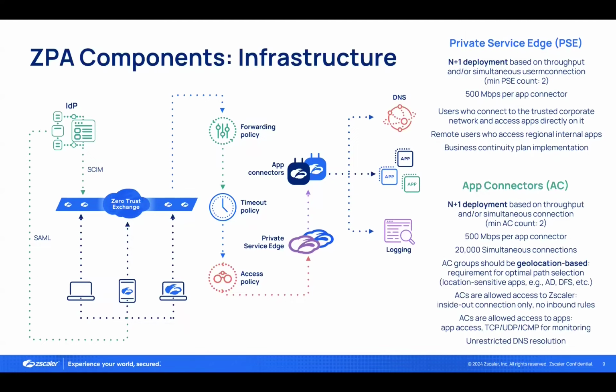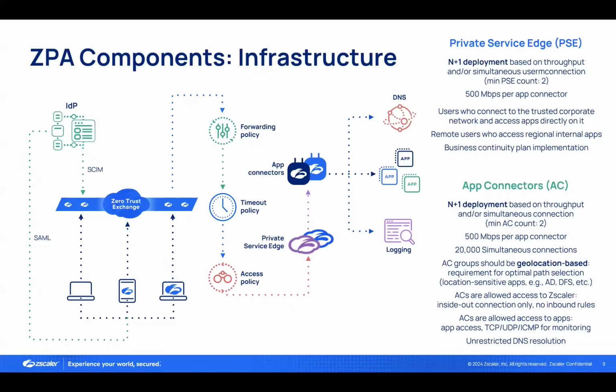The first of these are public or private service edges. These are responsible for brokering connections between users and applications. Public service edges sit in the Zscaler cloud. Private service edges are deployed on your network and enable a number of features such as providing optimal application access in countries where Zscaler does not have a point of presence, business continuity plans, or connecting users to a trusted corporate network and applications directly on it.